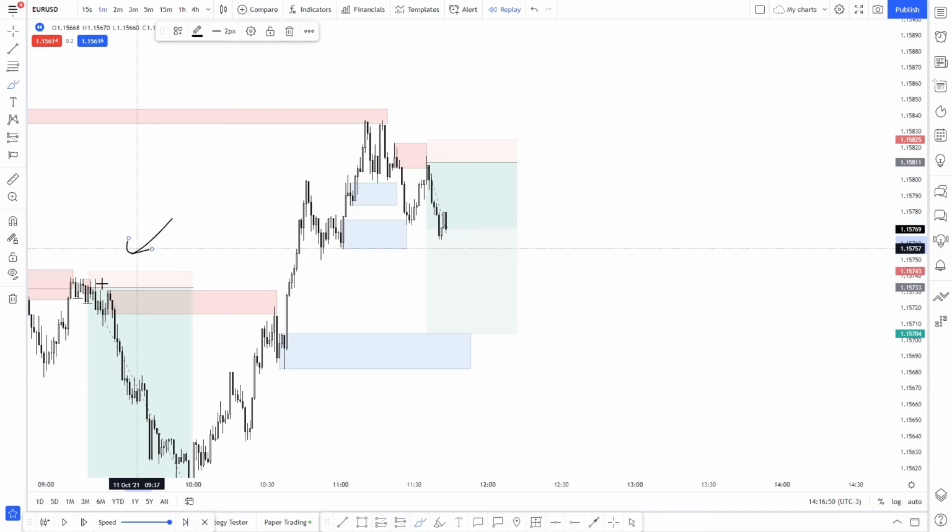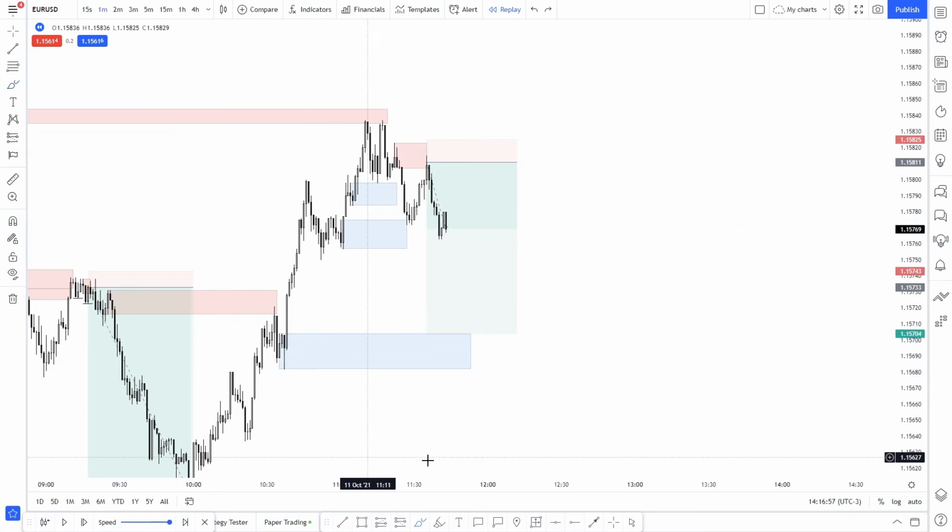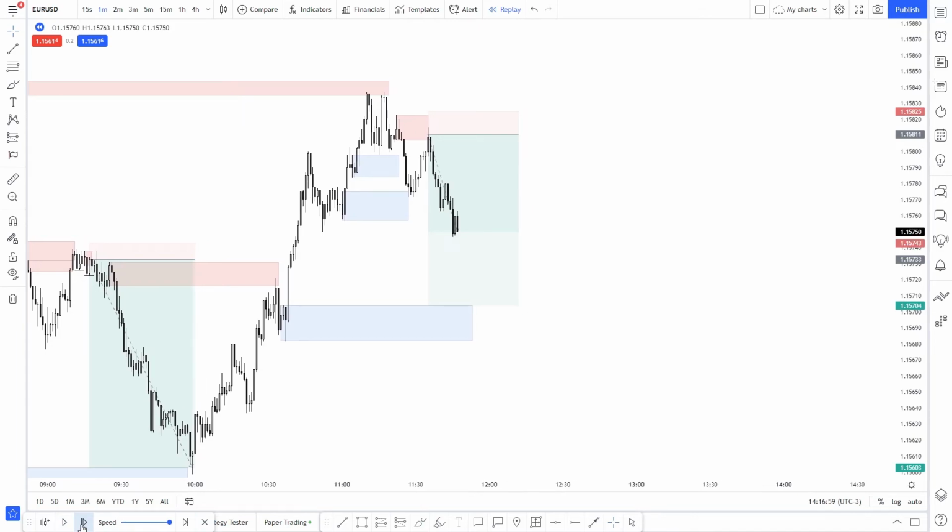Also, after taking this take profit, I would have not traded, right? I would have not taken it anyways. So, yeah. And as you can see, the trade worked out really well.